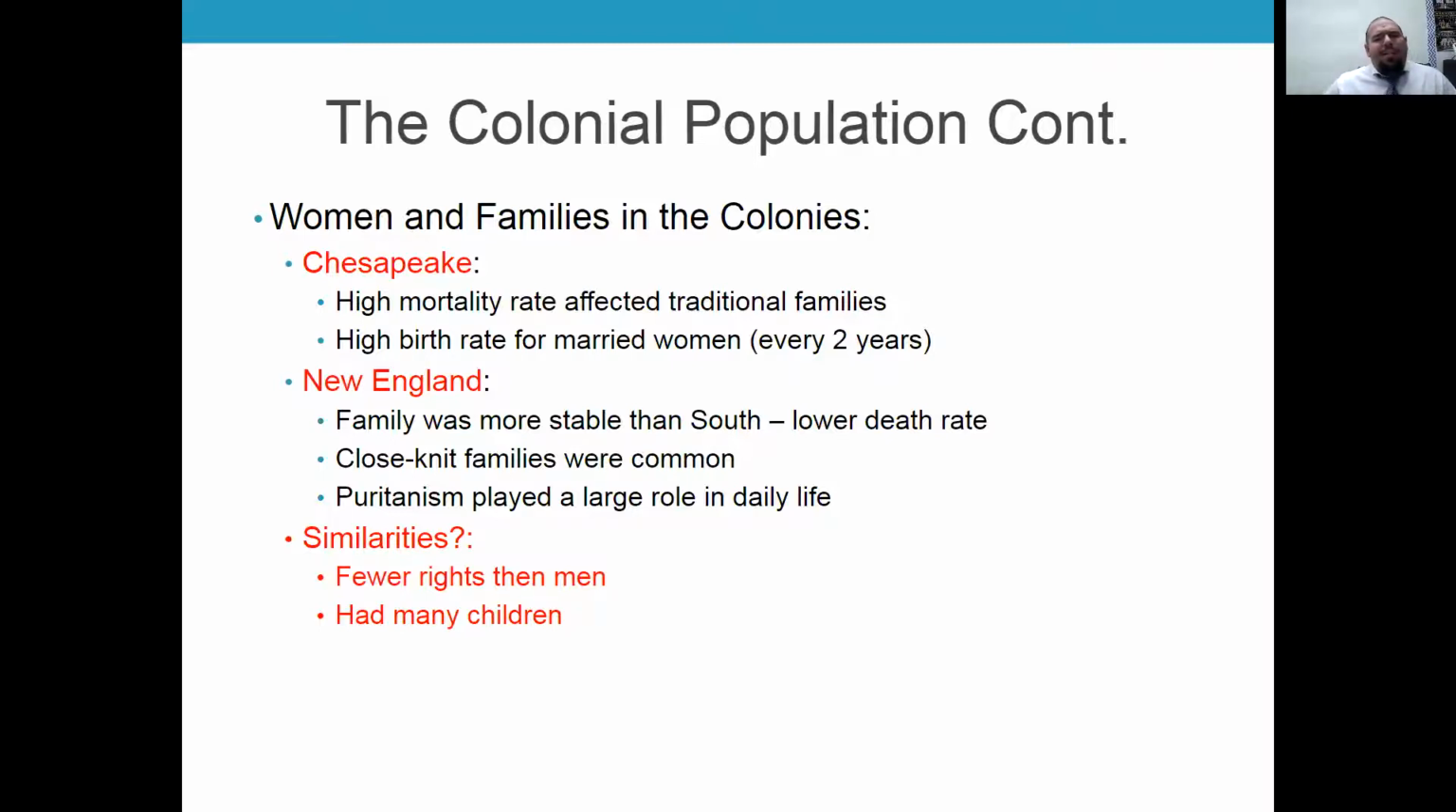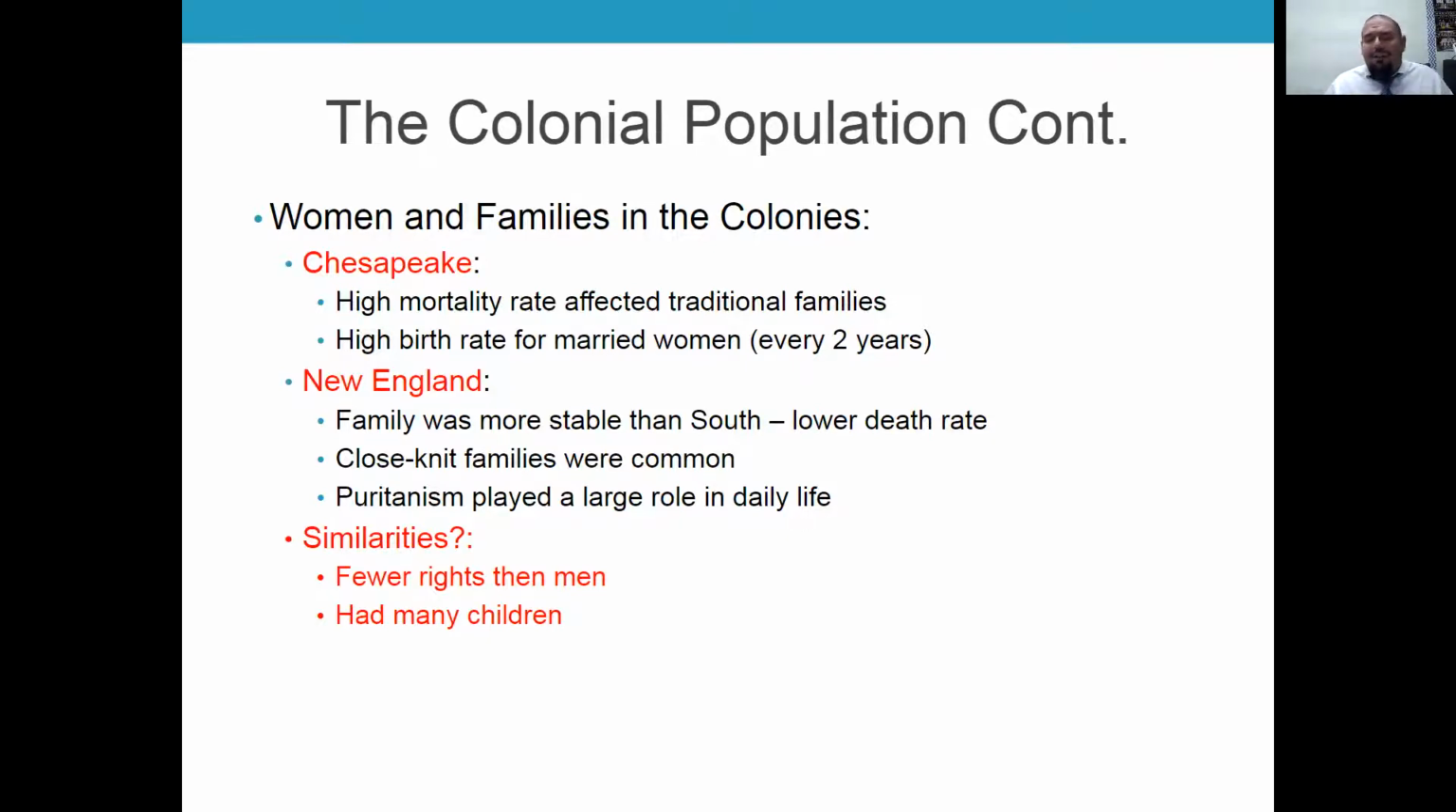Okay, Bacon's Rebellion, indentured servitude. Pictures. Okay, women and families in the colonies. The Chesapeake Bay had a high mortality rate, and that's going to affect traditional families, husband and wife. There's going to be a high birth rate for married women because every couple of years they be popping out babies, and because there's a high mortality rate, Chesapeake Bay, it's kind of a humid area, there's water, no real sanitation, dysentery comes into effect, disease, conflict with natives, death, bad. So you need a lot, and if you're not an indentured servant, you need the kids to work the land, right? So it's not uncommon to have 10 or 12 children per family.